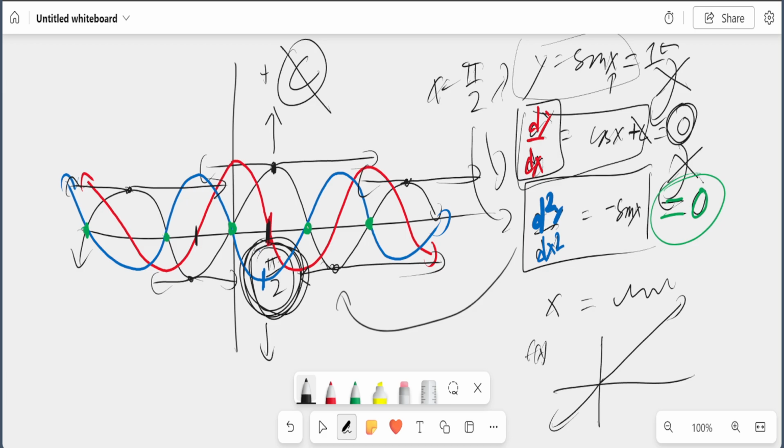Because we can just call this g of x. And just like how we took y prime to find the minimum and maximum, g prime of x will give the minimum and maximum of this function. So it's obvious, but it's also just something interesting to know.